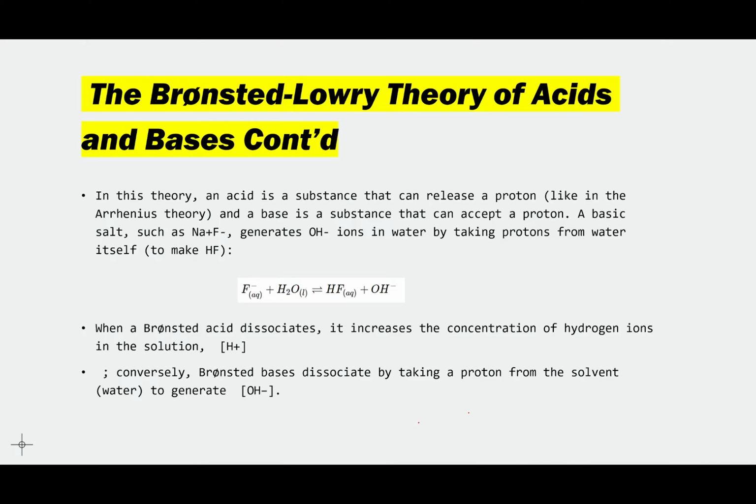Looking at this reaction, we're looking at fluoride reacting with water to create hydrogen fluoride and hydroxide. We can clearly know what the acid and the base is here, and what the conjugate acid and the conjugate base is. When a Brønsted acid dissociates, it increases the concentration of hydrogen ions in solution, and conversely, when a Brønsted base dissociates, it produces hydroxide ions in solution. So we're just banking on that information that we know from before.